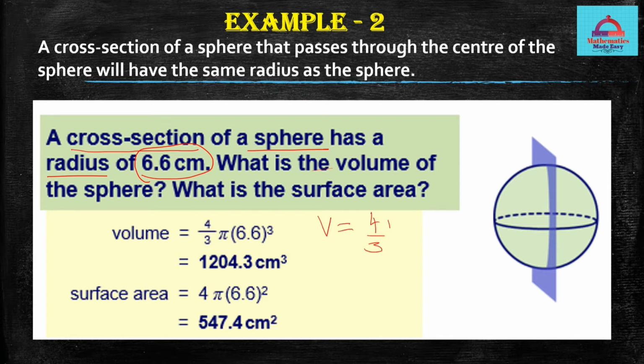The first formula that we are going to be using is volume equal to 4 pi r cube. We already have the radius given as 6.6 centimeter. So we'll just substitute, simplify, do our calculation, and this volume will come out to be 1204.3 centimeter cube. Remember, the unit for volume is cubic centimeter and the unit for surface area is centimeter square.